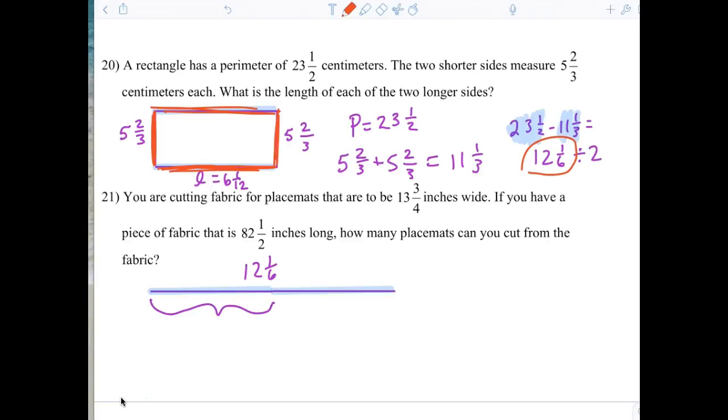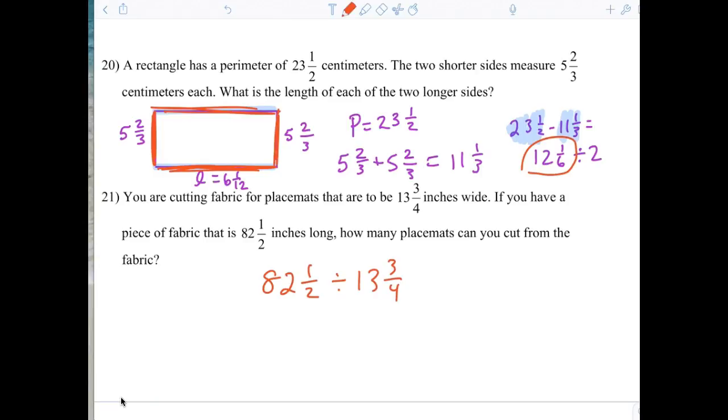All right, Jesse, you're up, kiddo. Okay. So let's do number 21. It says you're cutting fabric for placemats that are 13 3/4 inches wide. If you have a piece of fabric that is 82 1/2 inches long, how many placemats can you cut? So would you divide? Yay, girl. Tell me what to do. So you would do 82 1/2 divided by 13 3/4. Wow, I'm very happy with you, girl. That was very, very good. All right? So very smart. So do that on your calculator.